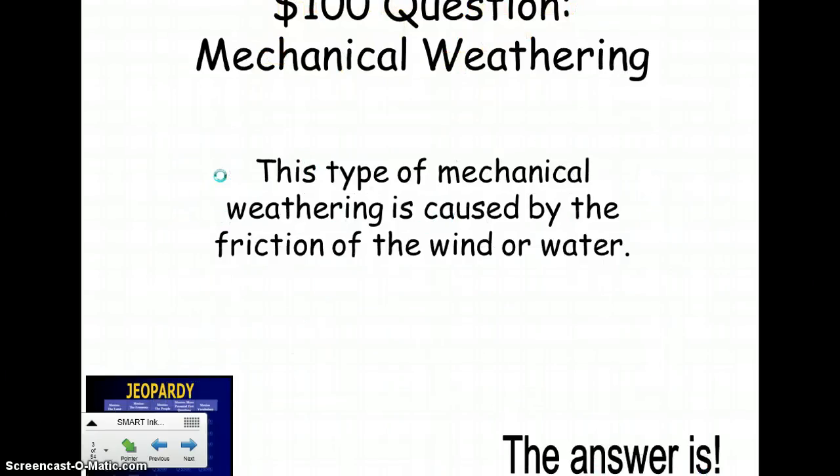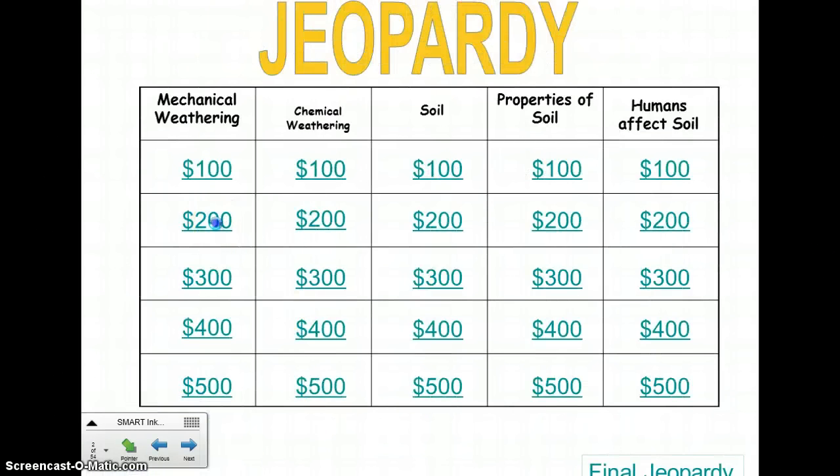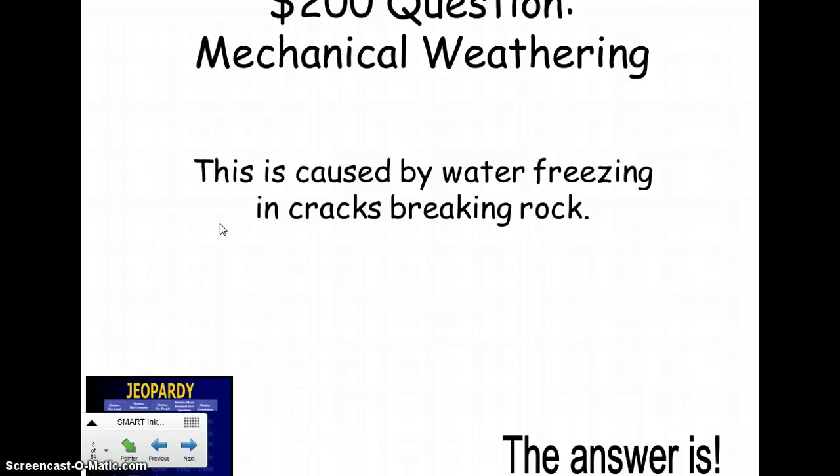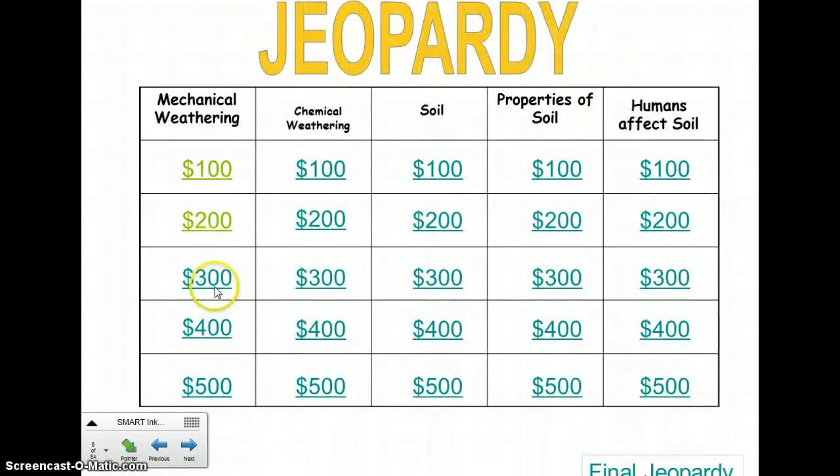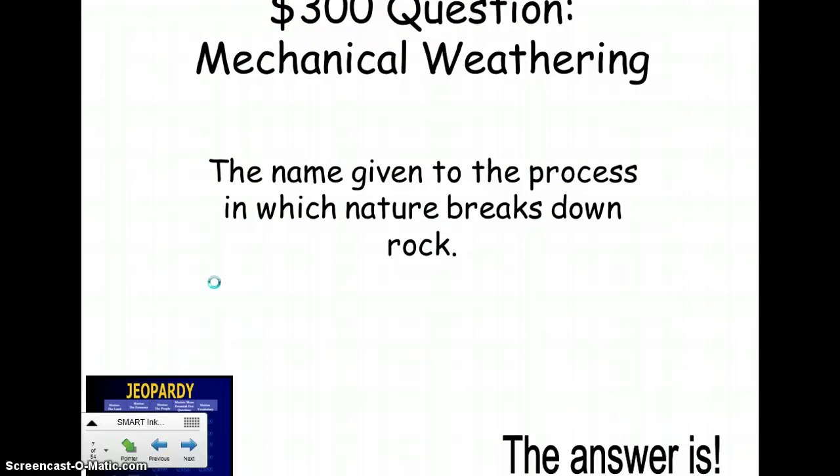This type of mechanical weathering is caused by friction. If you said the answer was abrasion, you'd be right. For 200, this is caused by water freezing in rocks. If you said ice wedging, you'd be right. For 300, this name given to the process in which nature breaks down rocks. If you said weathering, that would be the right answer.